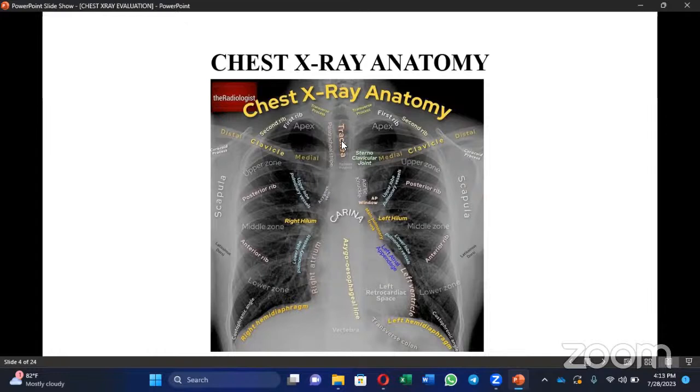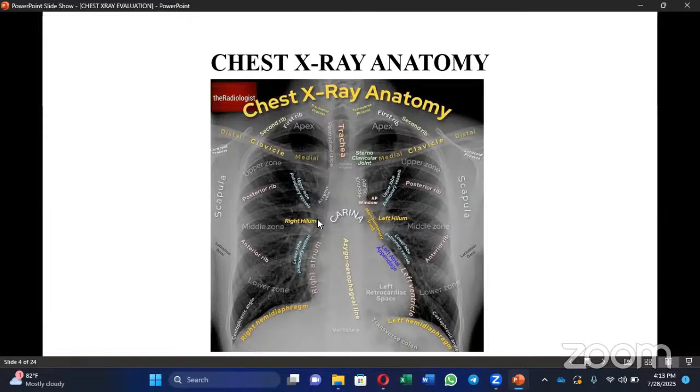When we trace down the trachea, the carina is the point of bifurcation of the trachea. It means that as the trachea comes down, it bifurcates into two parts, the right and left main bronchi. Then the right and left main bronchi enter the lungs through the hilum. So the hilum is the point of entry into the lungs, okay?